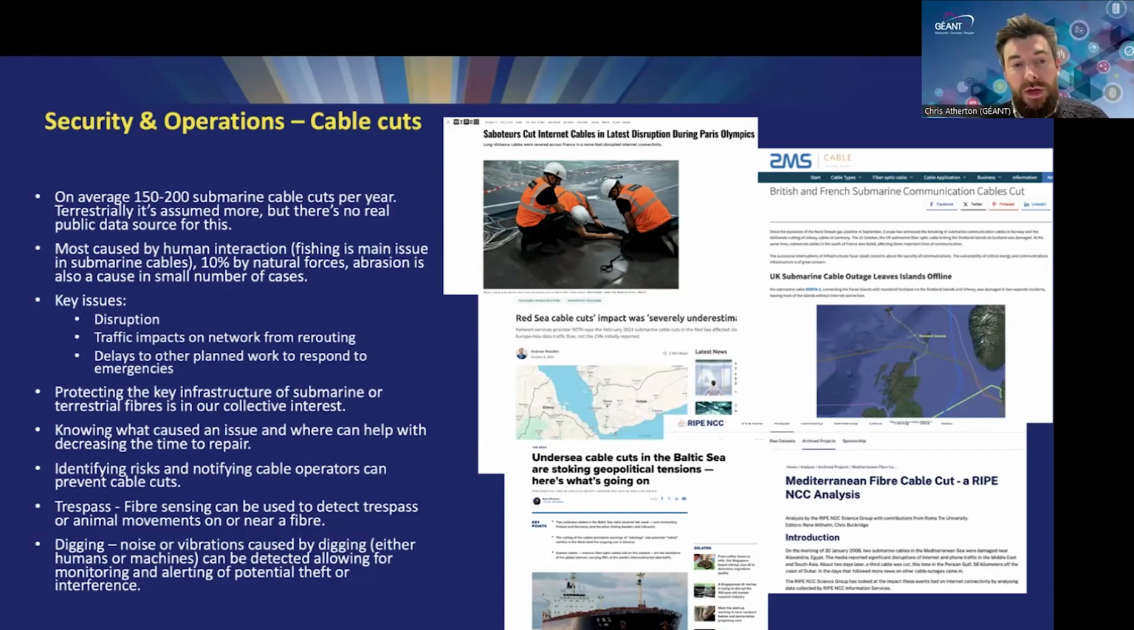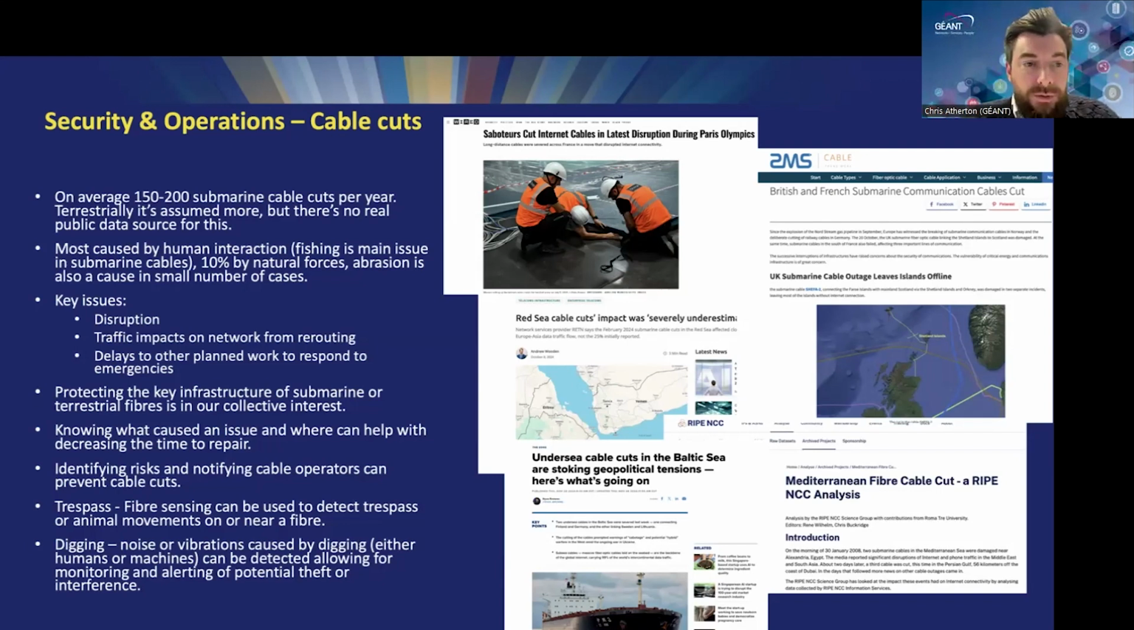But these disruptions have an impact on us as network operators. We've got to make sure that our networks are resilient enough to cope with traffic being rerouted around the networks. It also causes delays to some of the planned work that we have, as we've got to respond to emergencies where we need to put in other diverse routes to try and shore things up if a cable cut happens. In the long term, sometimes it takes weeks for the cables to be repaired, and that has an operational impact on what we do. But that's just on submarine.